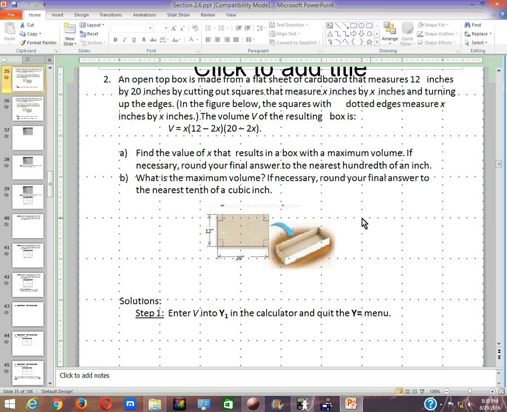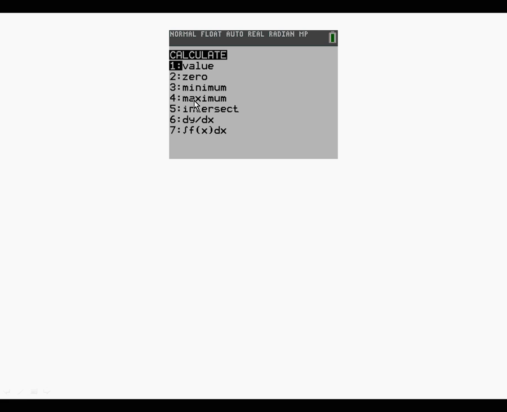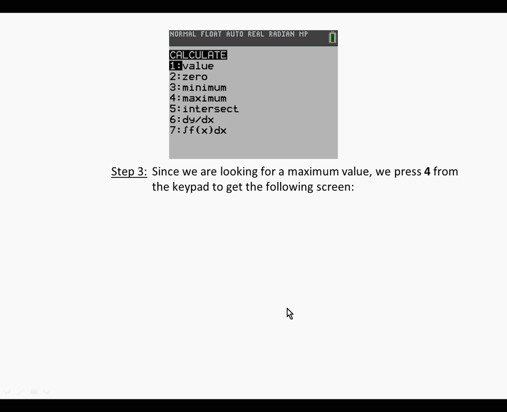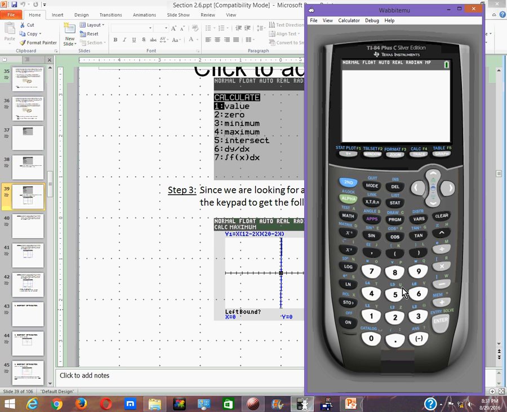Now this time we're looking for maximum. So step 2, we're going to press calc. Okay, we're going to get that screen. Of course, we're going to pick maximum. So since we're looking for a maximum value, we press 4, and we get this screen. Okay, now notice so you can actually see what happened. Second calc, choice 4. Now watch it draw.